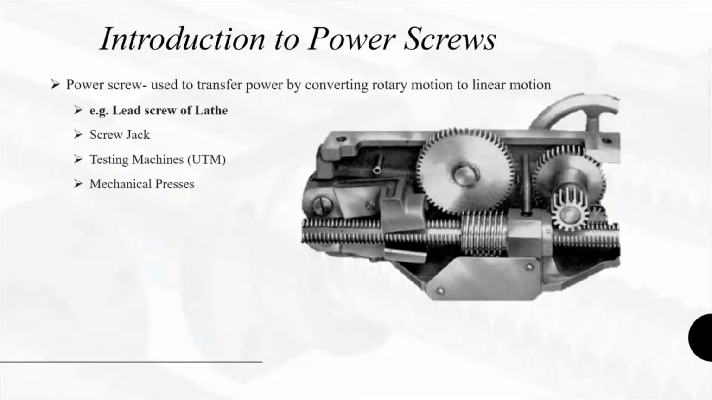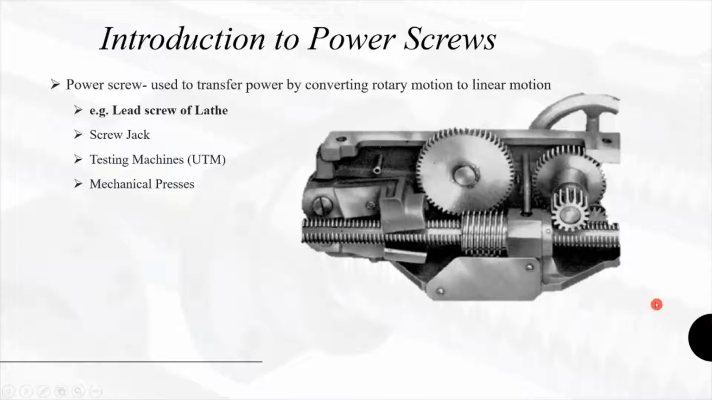First we'll see what is the power screw. A power screw is a mechanical device which is used to transfer power by converting rotary motion to linear motion. Applications of power screw are lead screw of lathe machine, screw jack, testing machines like UTM, then mechanical presses.